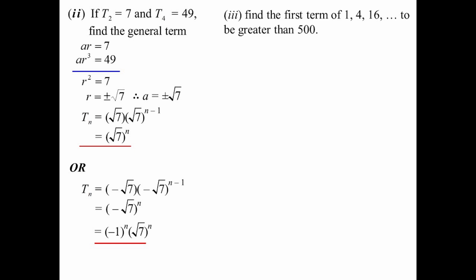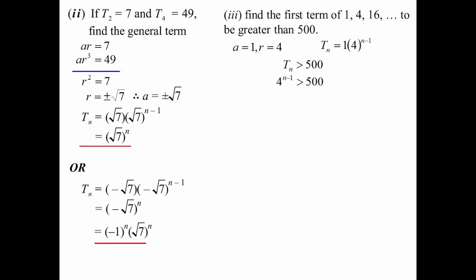What's the first term to be greater than 500? Because we've got 1, then 4, then 16. All right, so let's start that again. We're going to find our first term greater than 500. First term's 1, ratio's 4, so we'll get 1 times 4 to the power of n minus 1. Well, that just tidies up to be 4 to the power of n minus 1. We want to know greater than 500. So 4 to the power of n minus 1 is greater than 500.